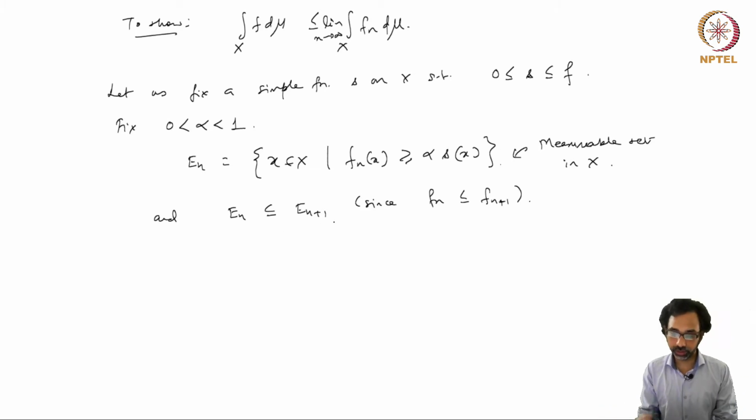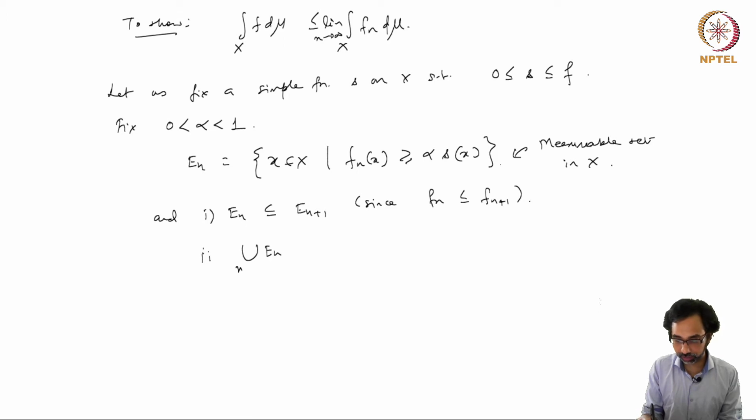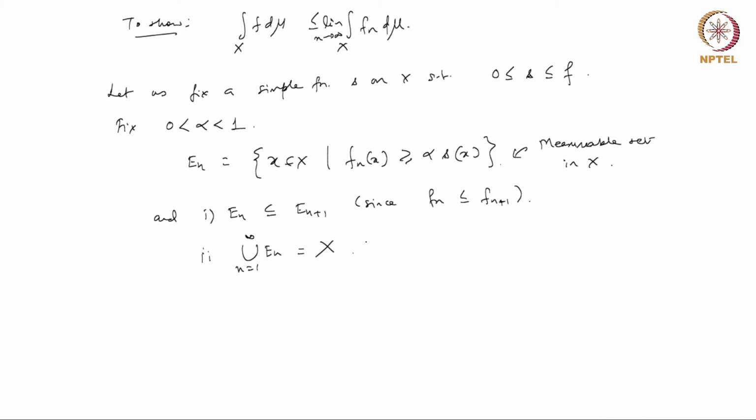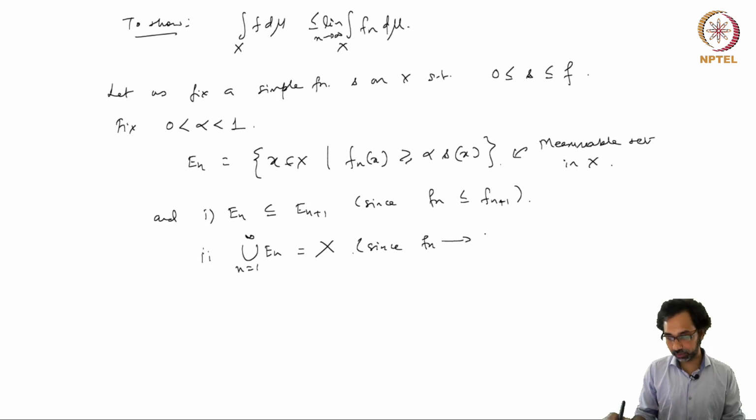So this is automatic, and this is the first property that E_n satisfy. The second property is that the union of all these E_n, n equal to 1 to infinity, is actually equal to the whole space X, and this is due to the fact that f_n converges to f as n tends to infinity.